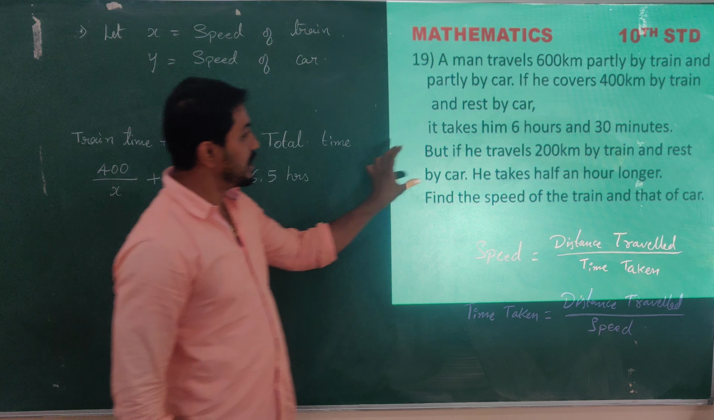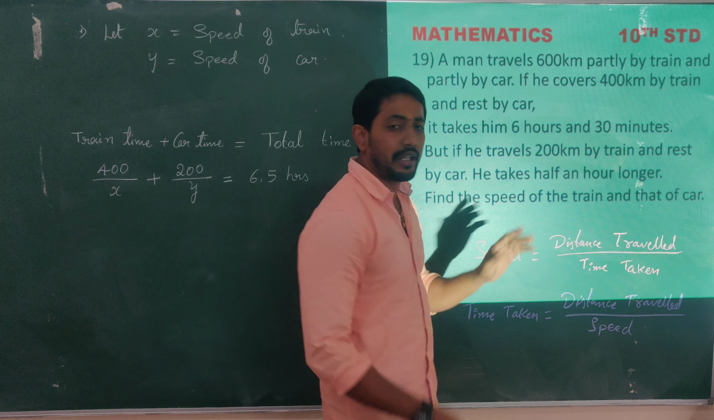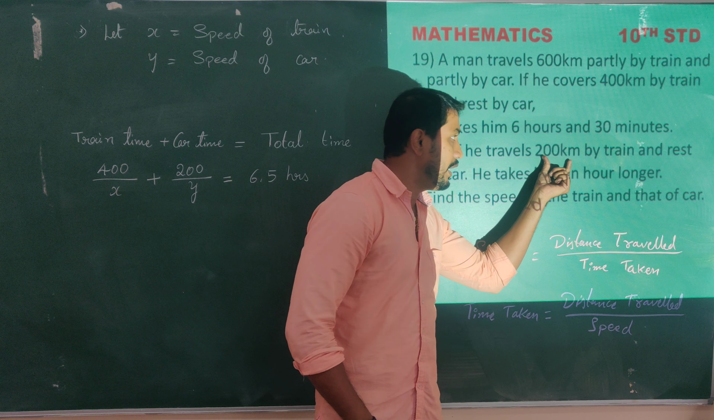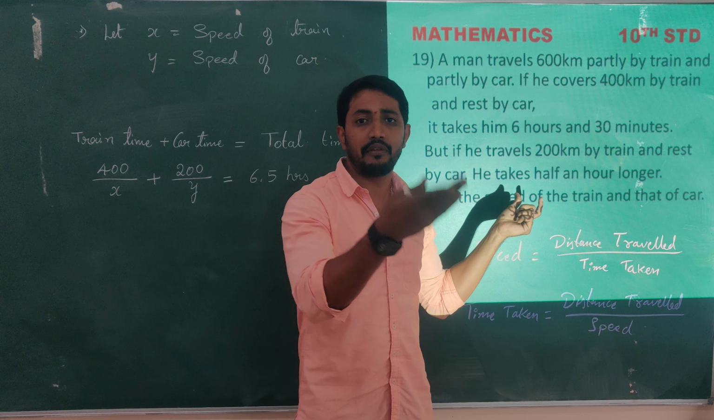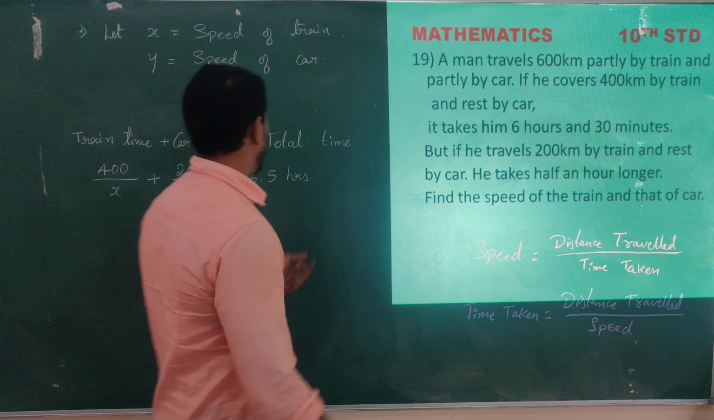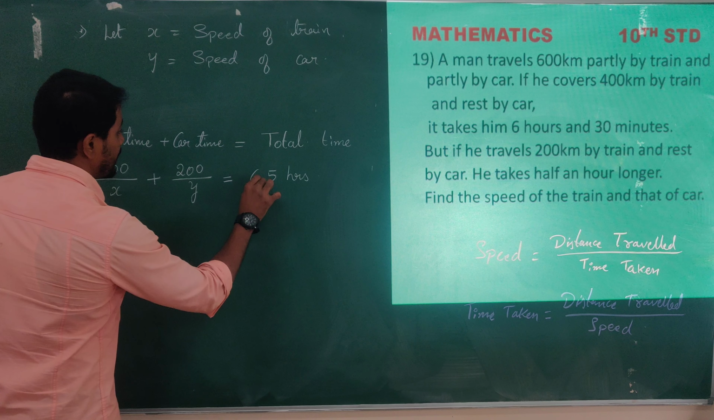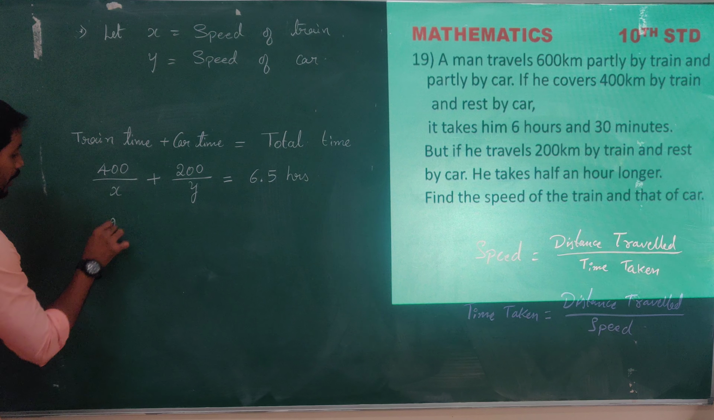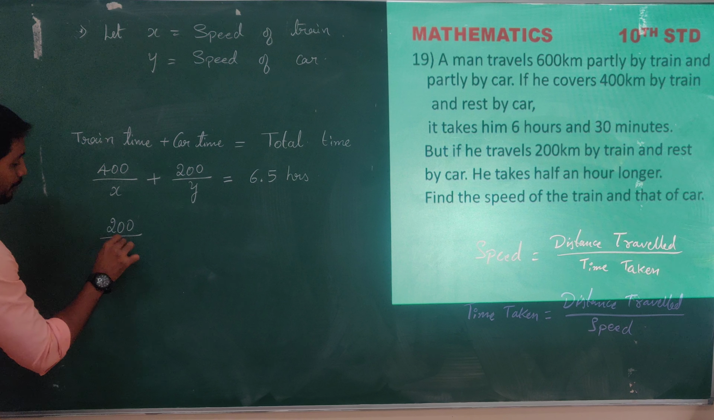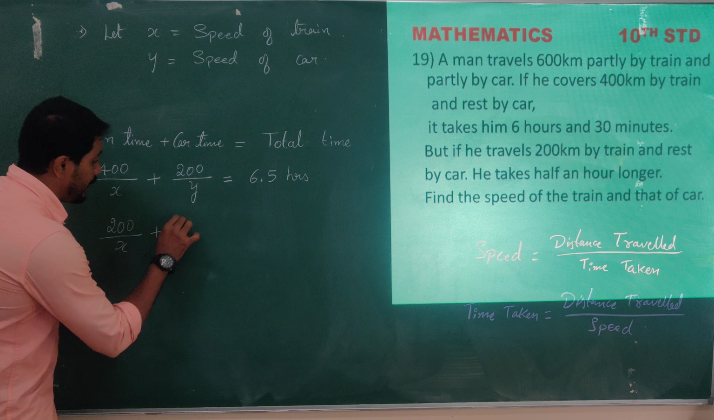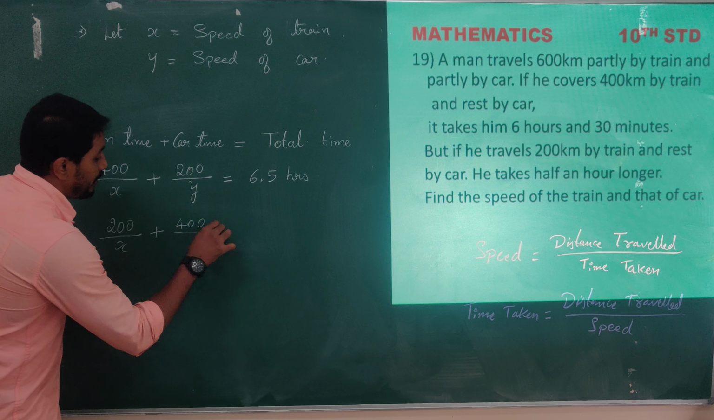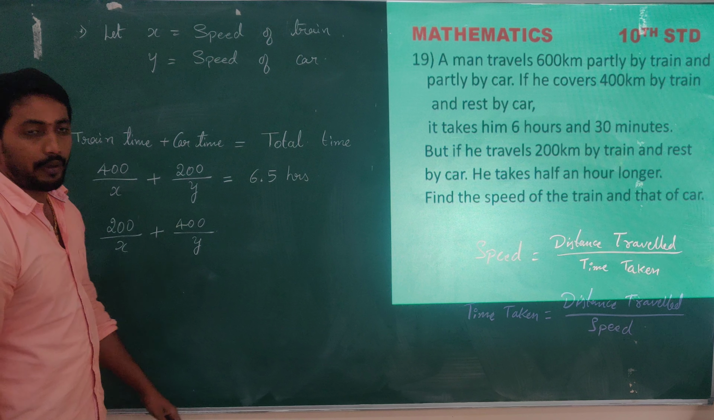Similarly, if we focus on the next condition, he travels only 200 kilometer by train and the rest of the 400 kilometer by car. Then the relation with respect to total time is: 200 kilometer he traveled by train with a speed of x kilometer per hour, and the rest 400 he travels by car with a speed of y kilometer per hour.